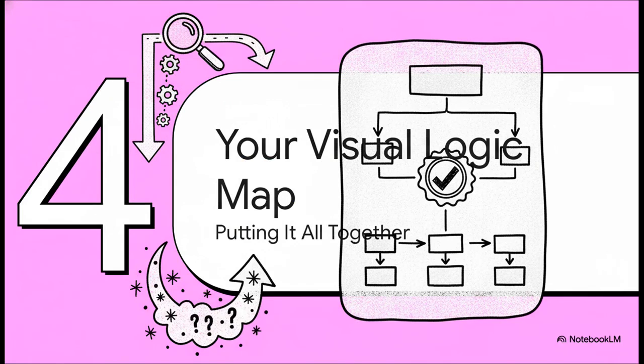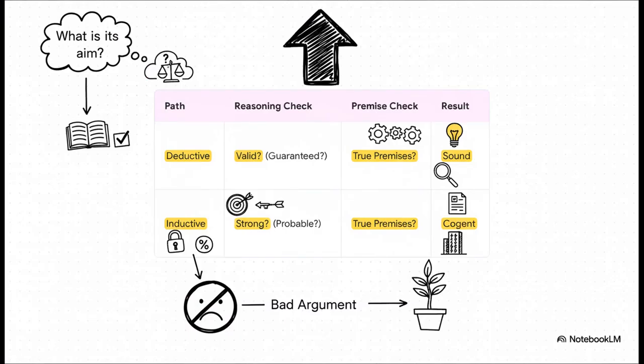Okay, we've walked down the deductive path and the inductive path. We've seen the 2 checks for each one. So now, let's zoom out and put this all together into one single, super useful visual map. And there you have it, the whole process in one picture. Anytime you come across an argument, you start at the top. First question, what's the goal here? Certainty or probability? That tells you whether to go left for deductive or right for inductive.